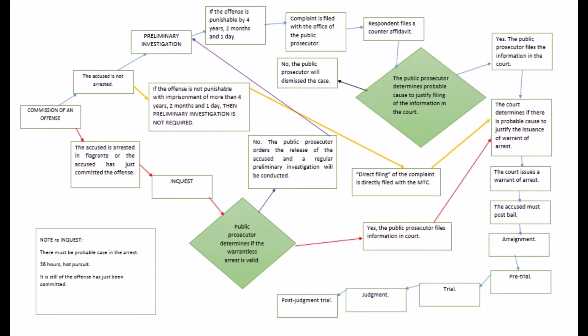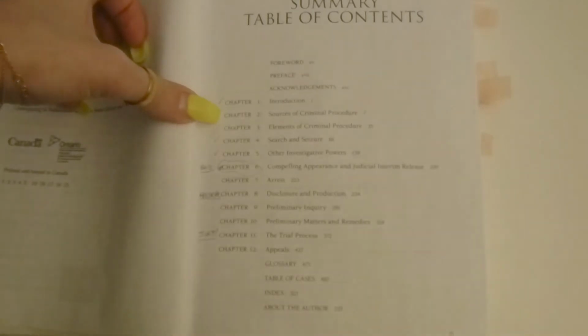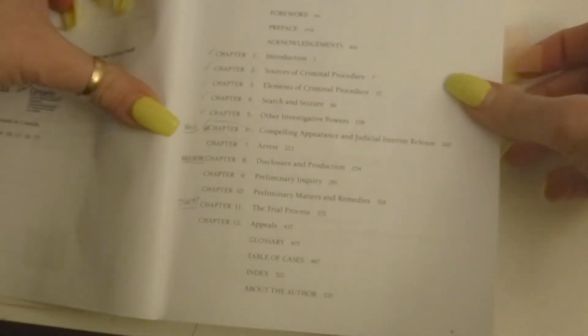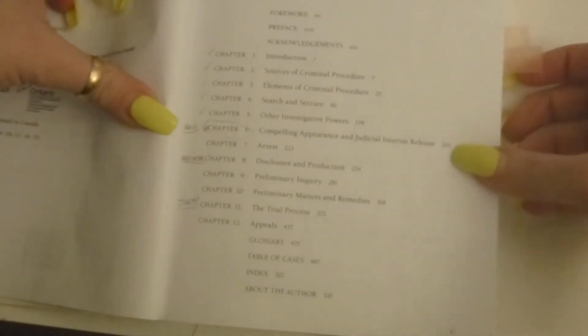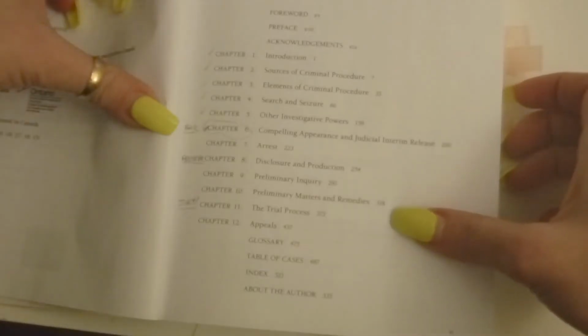And so what I suggest is, first you look at the table of contents. So first I see introduction, and then the sources of criminal procedure, and so on. This is a book about criminal procedure, and so I can find in each chapter title the different main key things that I need to know, and that's why it's important to look at your table of contents. And before getting lost in the details and the nitty-gritty part of the law, you really, really need to understand the main key things. Otherwise, you're wasting your time.